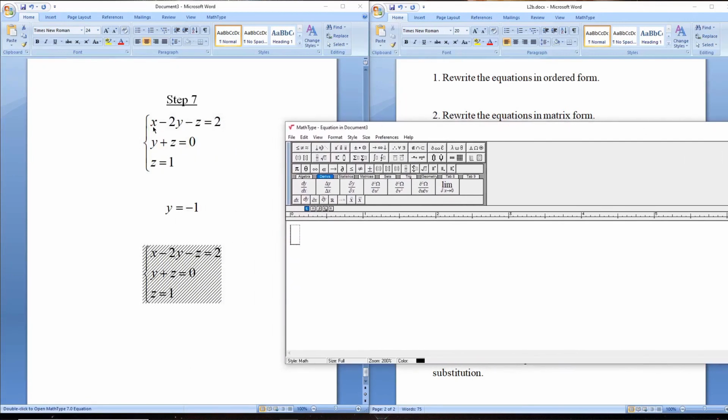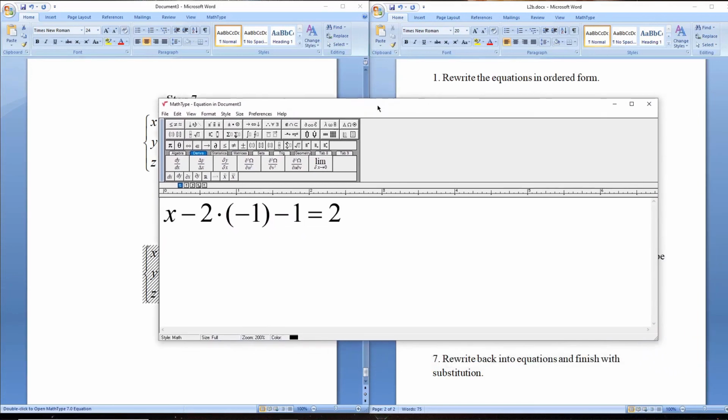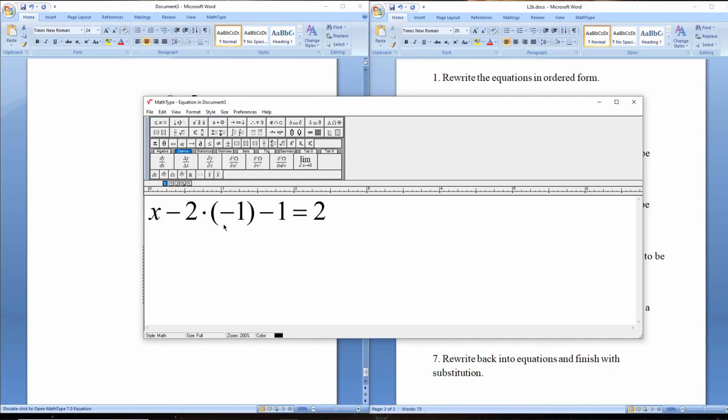So looking at the top equation, we have x minus 2 times y. We just figured out y is minus 1. And looking at the top equation again, we have minus z. We figured out z is 1. And all of this has to equal 2. So we'll clean this up a little bit. Minus 2 times a minus 1 is a positive 2. And then 2 minus 1 is 1. And then subtracting 1 from both sides tells us that x must be 1.